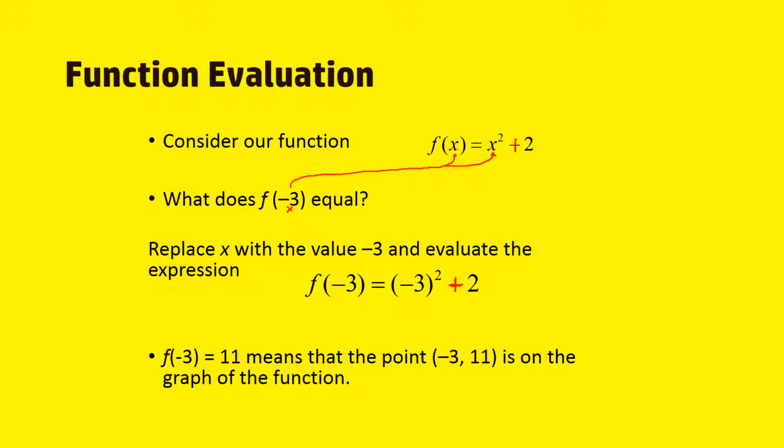Okay, so here we have f of x equals y. When x is negative 3, y is 11. And that means the point x, y, negative 3, 11, is on the graph of the function. Very important point right there. Don't lose that. F of negative 3 equals 11 means that the point negative 3, 11 is on the graph of the function.